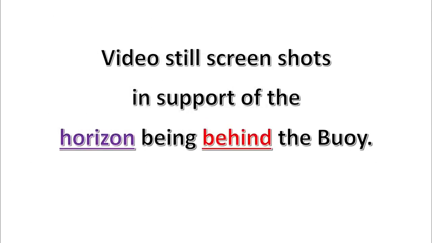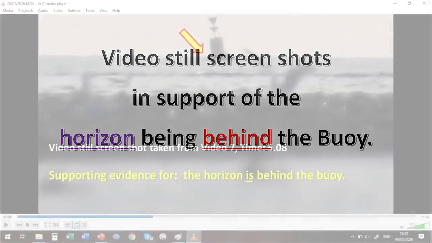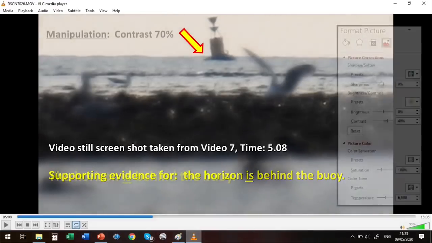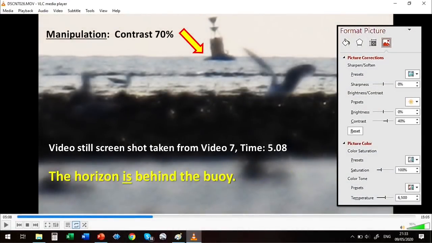Video still screenshots in support of the horizon being behind the buoy. Video still screenshot taken from video 7, time 5 minutes 8 seconds, supporting evidence for the horizon is behind the buoy. The horizon is behind the buoy.